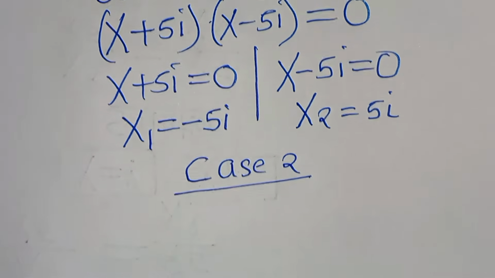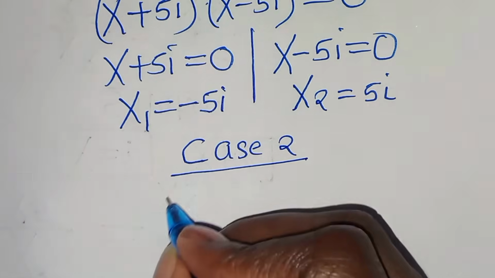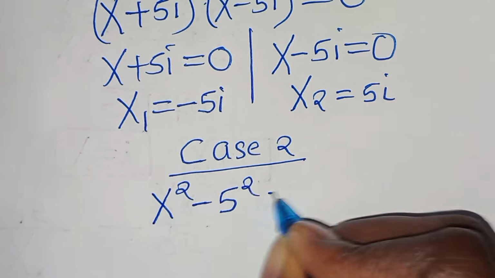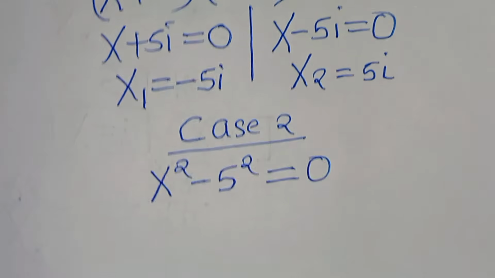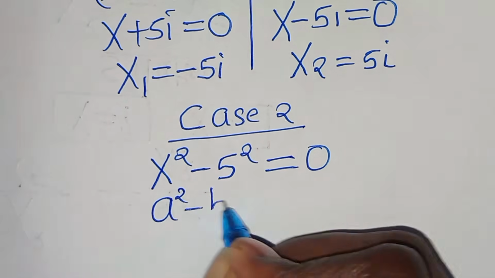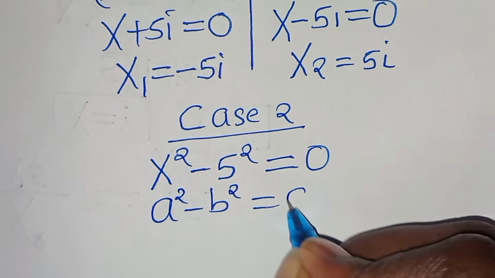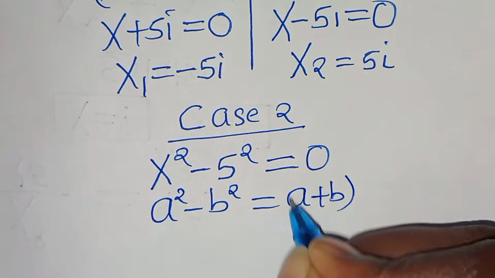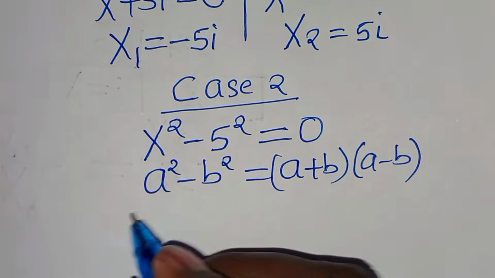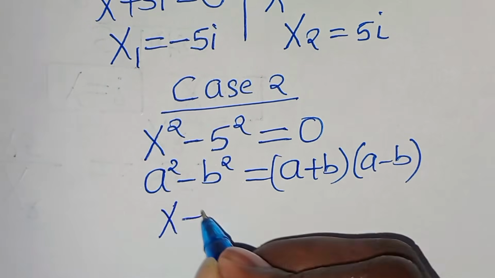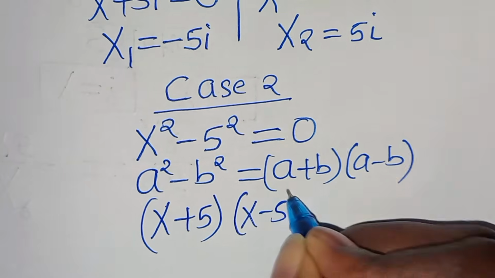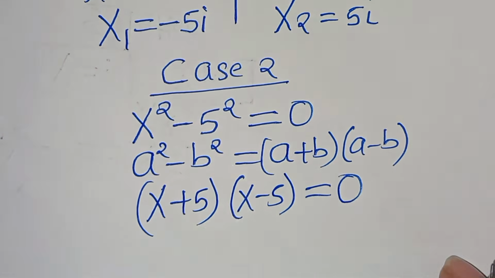Now, in case 2, we have x squared minus 5 squared, equal to 0. This equation is in the form of a squared minus b squared, which we can express as a plus b, then a minus b. So essentially here we have x plus 5 multiplied by x minus 5, equal to 0.